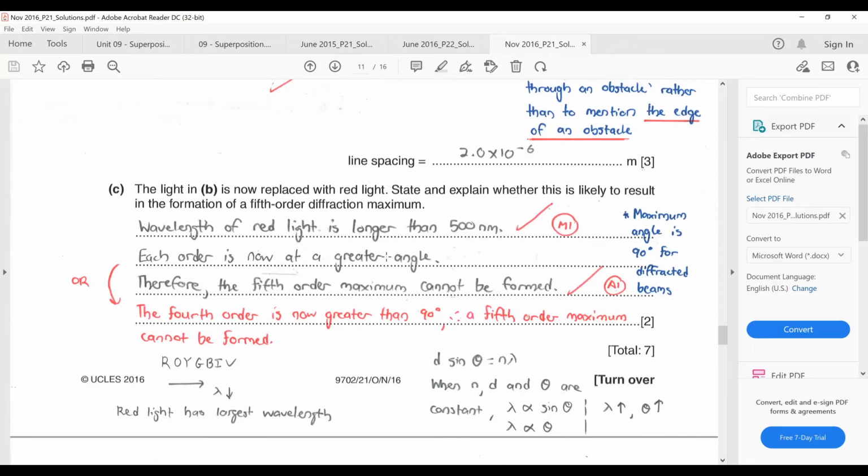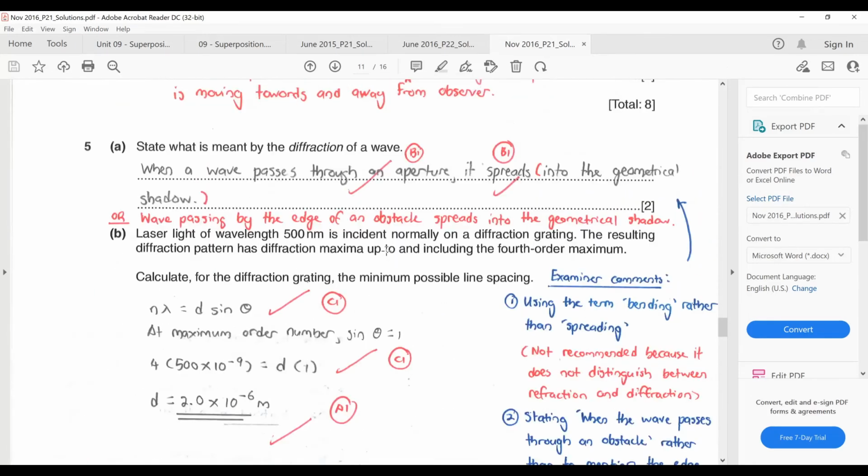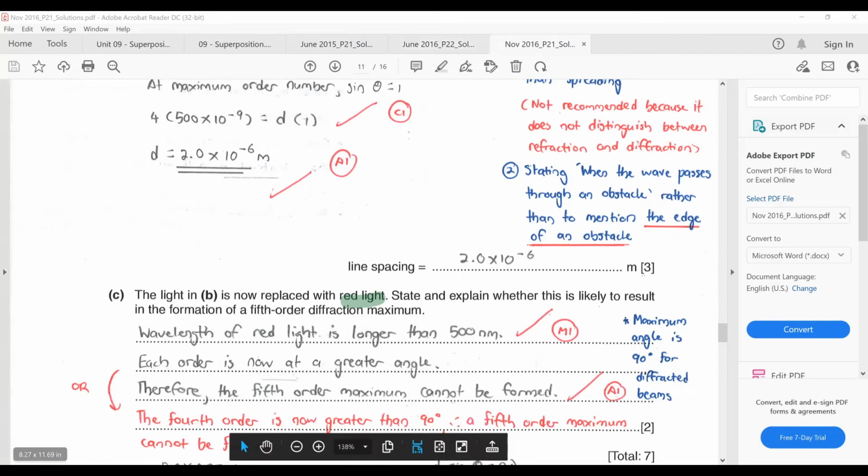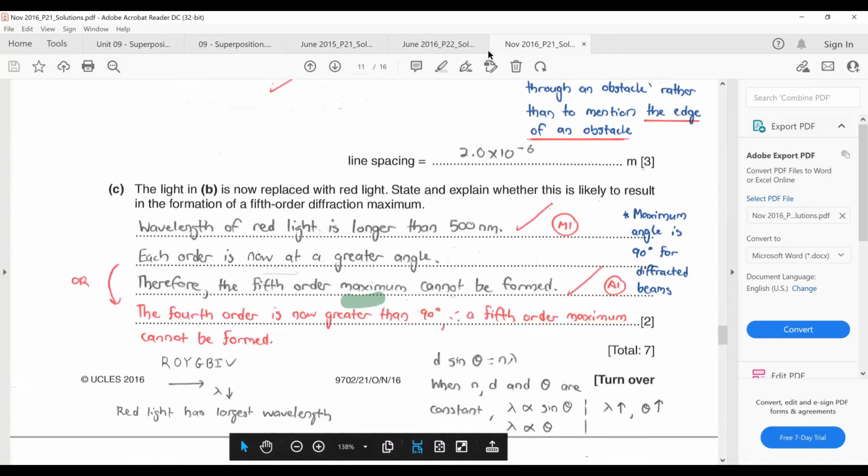Okay, so what can you say from here? They gave you the laser light of wavelength 500 nanometer, but they never stated the color. But after that, here they state the color of the new light that they use. This one you will have to refer back to your visible light spectrum.